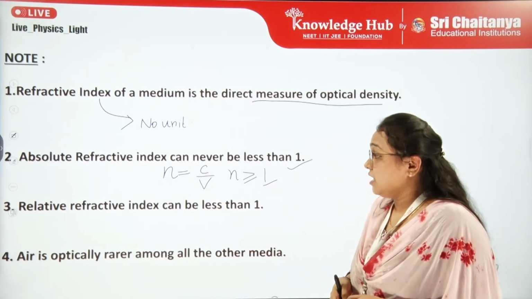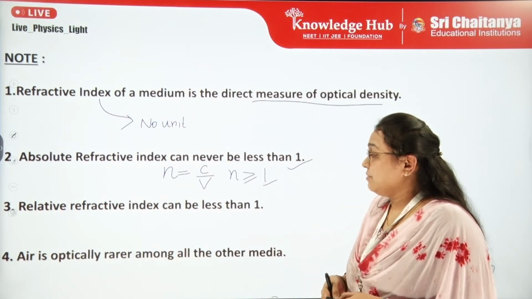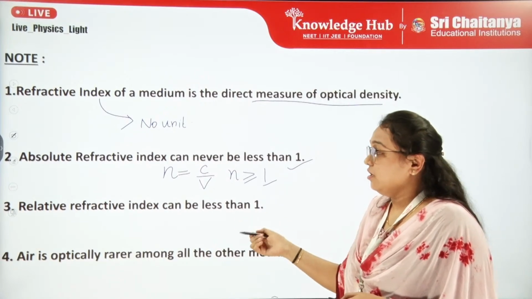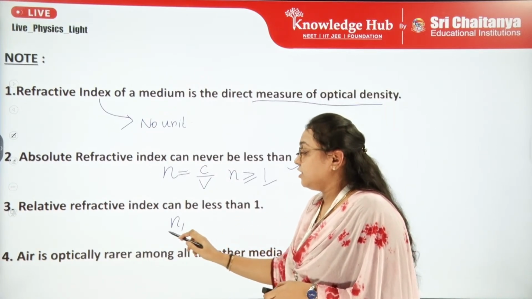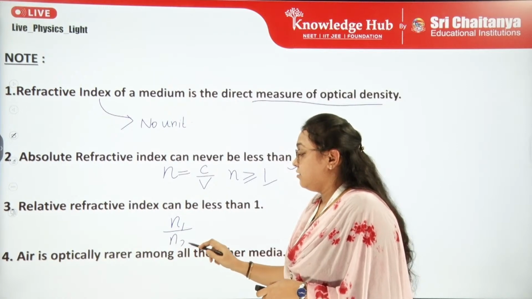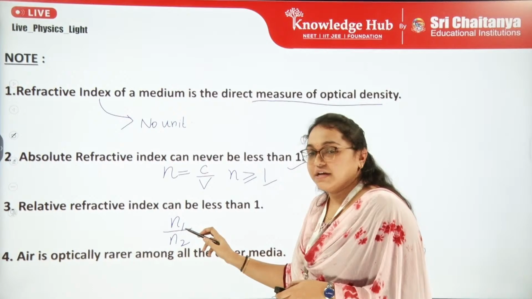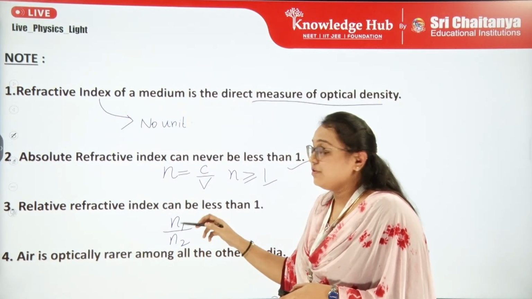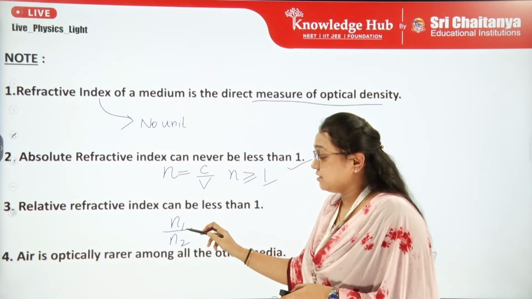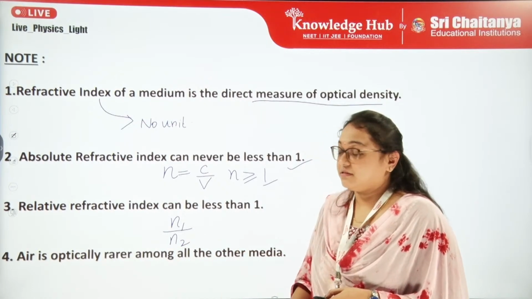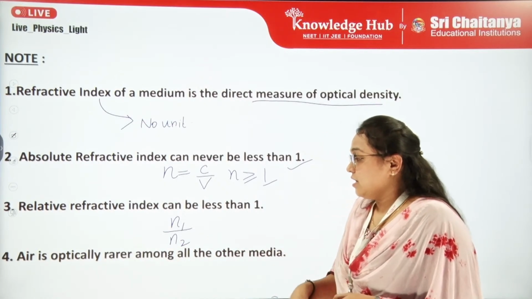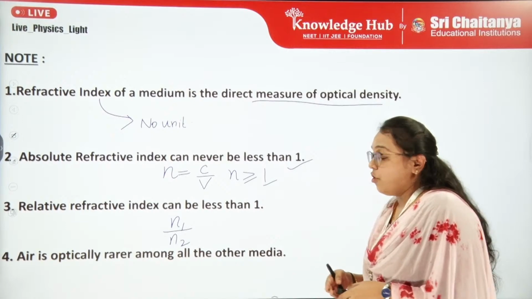You can remember this. So relative refractive index can be less than 1, yes, as I told. Relative refractive index is a ratio between the refractive indices of two media. So if I take the first medium as rarer and the second medium as denser, this value will be less than 1. And if I take first medium as denser and the second medium as rarer, it will be greater than 1. So air is optically rarer among all the other media.